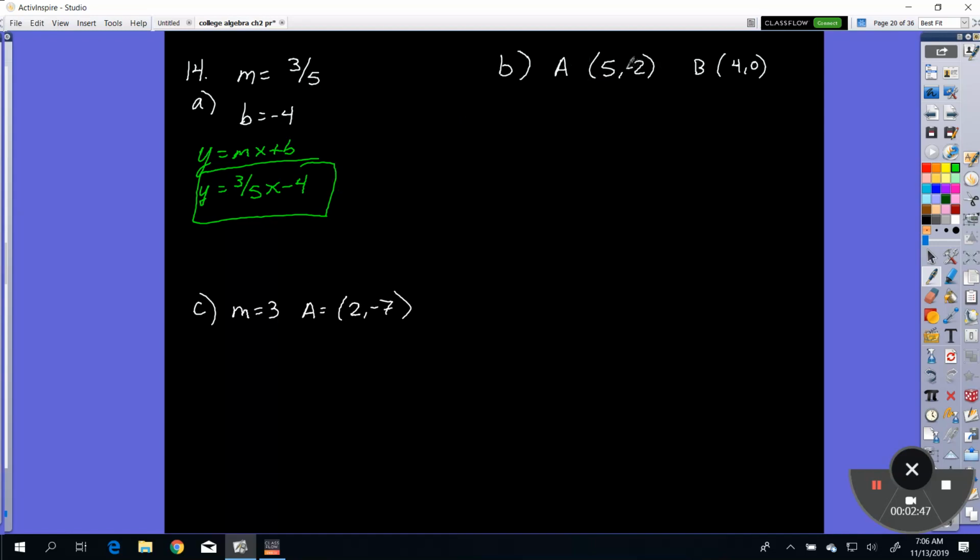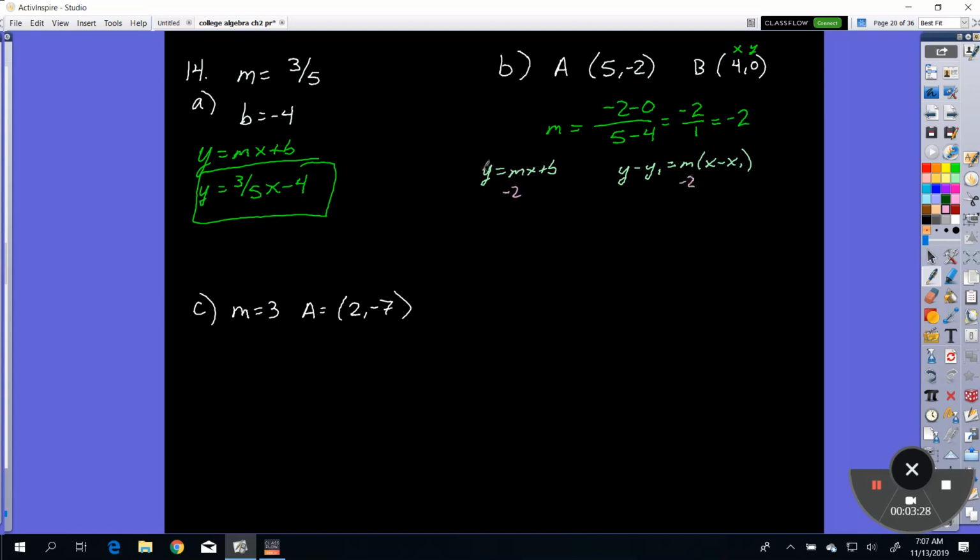Part B, you have 2 points, so you need to find the slope. So it's y minus y, so I'm going to go -2 minus 0 over x minus x. So 5 minus 4, that makes -2 over 1, or just -2. So that is my slope. Now I'm going to use either of these 2 points, and I'm going to use one of 2 equations: y equals mx plus b, or y minus y1 equals m times x minus x1. So the m is -2 on both of these equations.